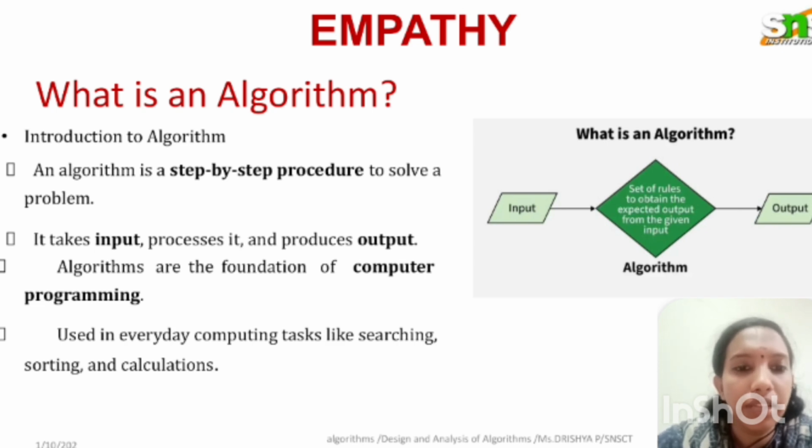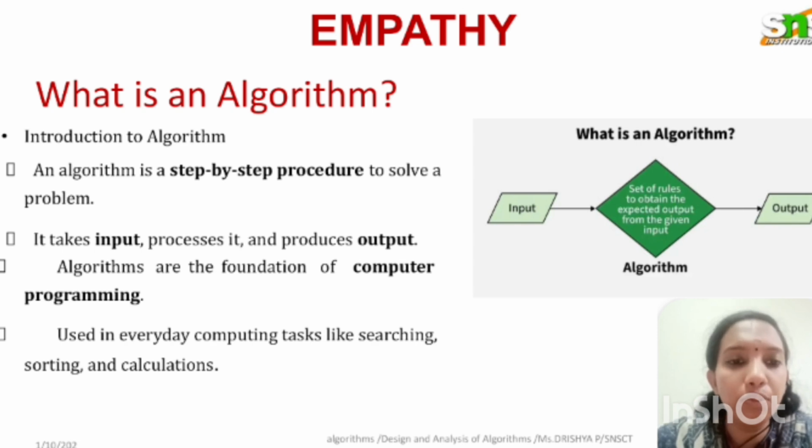Look into the diagram. First there is an input, and then an output. The middle one is the algorithm, a set of rules to obtain the expected output from the given input. We first give the input, and using this input we have some conditions or rules. Those rules and conditions are known as the algorithm. After this algorithm we get an output. So this is the diagrammatic representation of what an algorithm is. So let's go to the theory part.